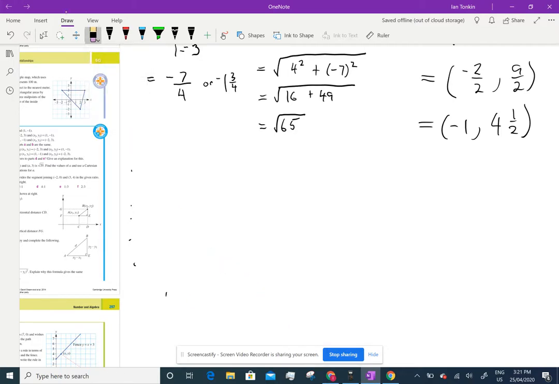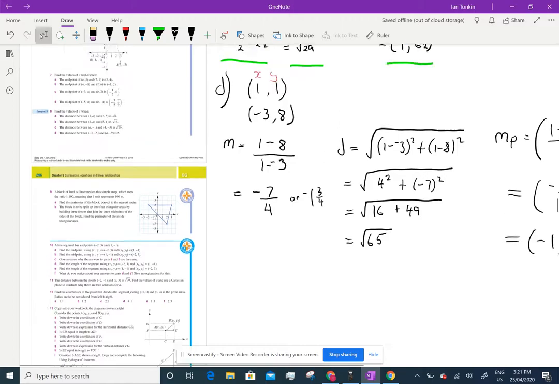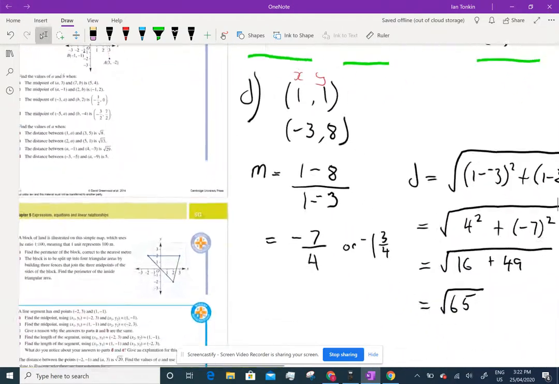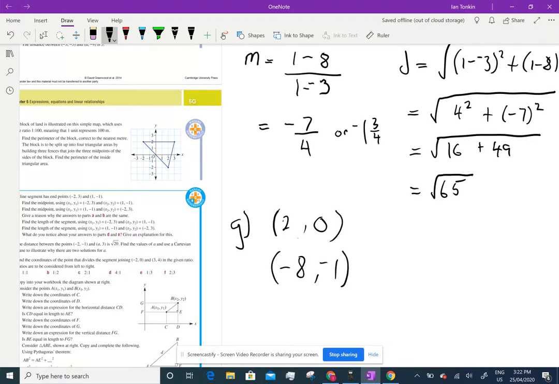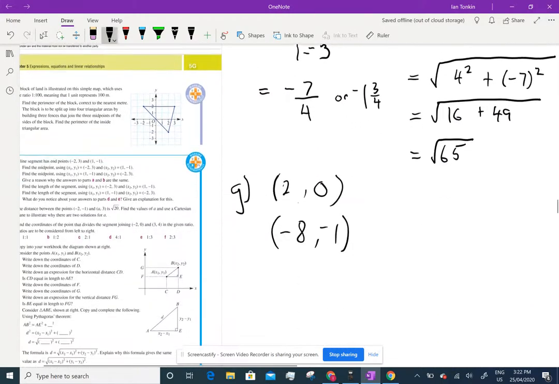Now, I'm going to do the last one. You go away and have another go. Well, not the last one in the first column. You've got to do the second column, remember. G. Negative 8, negative 1, 2 and 0. It doesn't matter which way you write them. Negative 8 and negative 1. Let's double check, make sure we got the right ones. Negative 8, negative 1, 2 and 0.